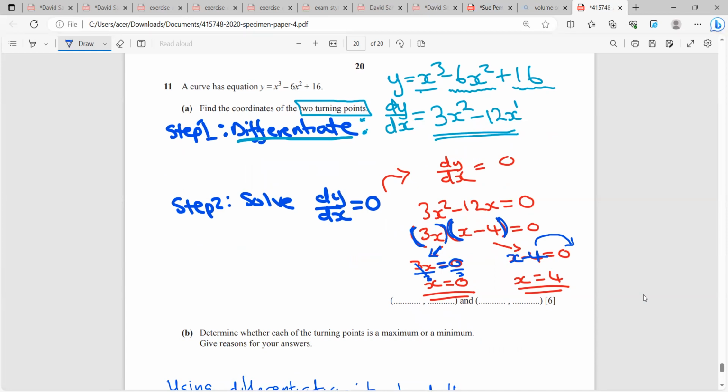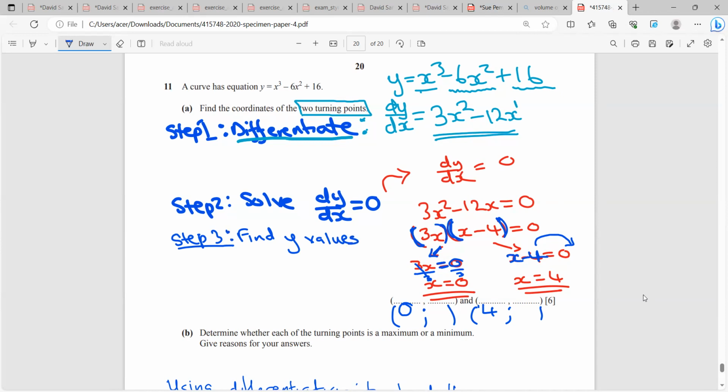All right. So now we have a problem. In our answer, they are expecting us to have 2 coordinates. We know that x is 0 and we know that x is 4, but we don't have the y coordinate for each one of these x values. So now our third step is to find the y values. Step 3, find y values.